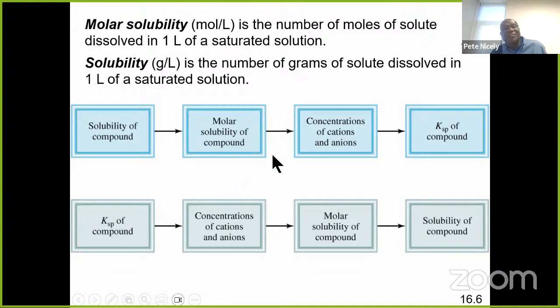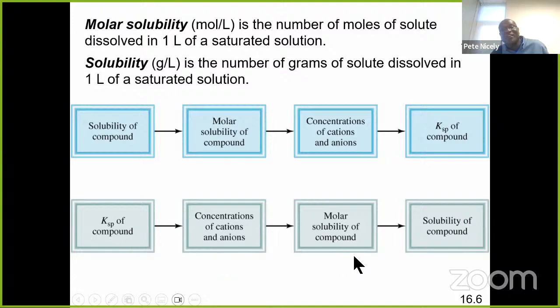Then you convert that to the concentrations of the cations and anions, and that, of course, is dependent on the stoichiometry of the dissociation. And then from there, you can determine the Ksp, all right? So that's how you get from the solubility of the compound to the Ksp. And basically, this other flow chart here is showing you the reverse, going from the Ksp to the solubility.